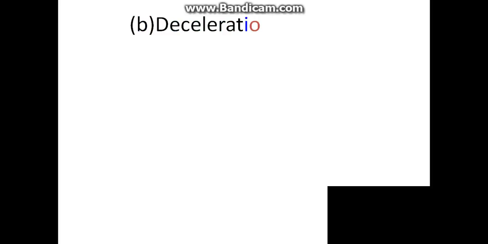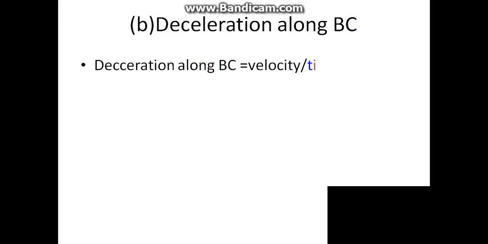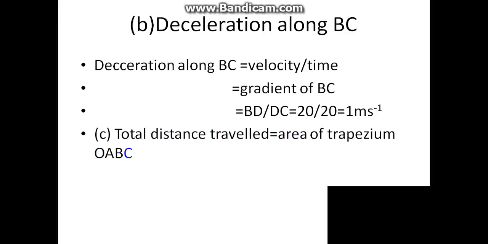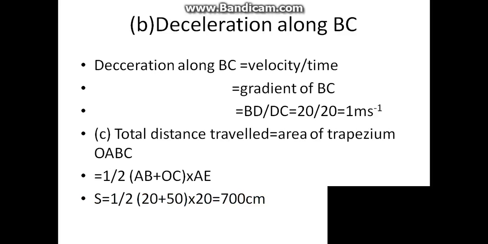Deceleration along BC is equals to velocity over time, which is equals to the gradient of BC, which is equals to BD over DC, which is equals to 20 over 20, which will give us 1 meter per second squared. C, total distance traveled is equals to the area of trapezium OABC, which is equals to half AB plus OC times AE. Total distance traveled s is equals to half in bracket 20 plus 50 times 20, which will give us 700 meters.